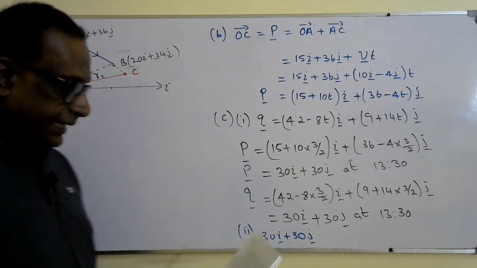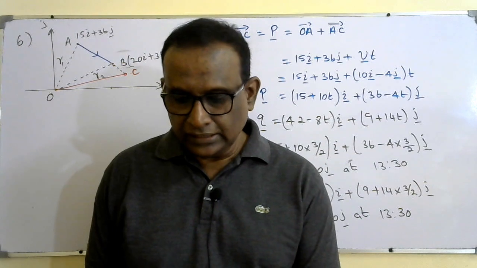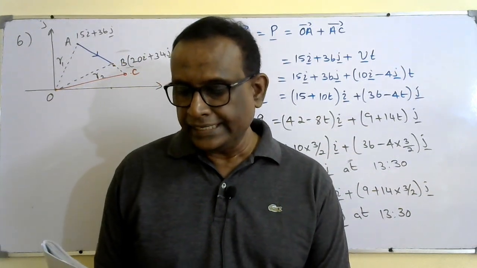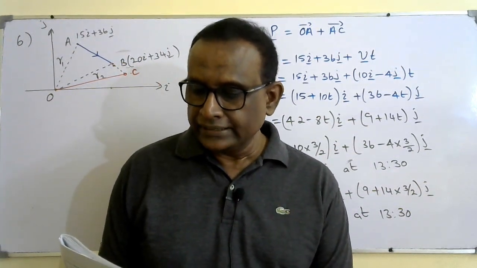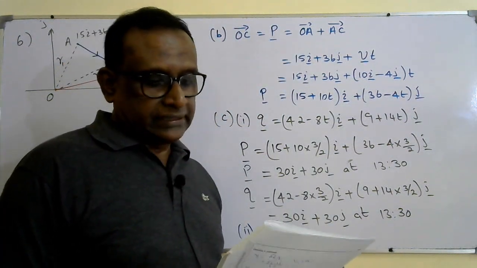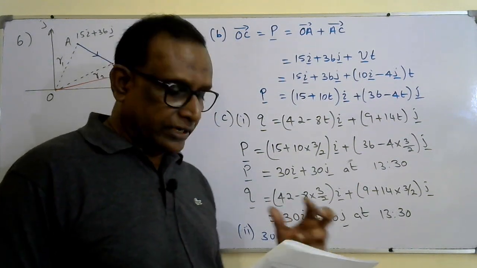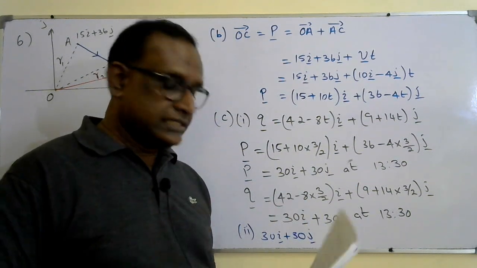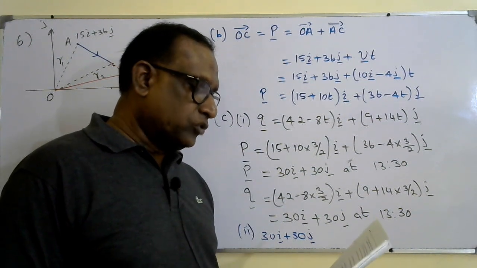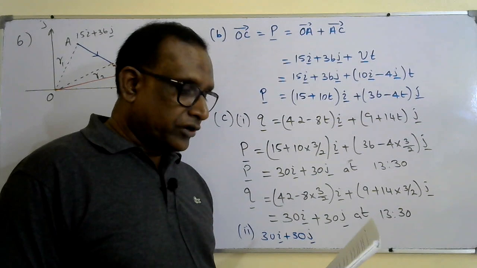Okay, part D. At 12:30, Q changes speed and direction to avoid the collision. So we know that they are going to collide. The collision is occurring at 1:30 p.m., so at 12:30, before the collision, it changes. Q is changing its direction of motion.